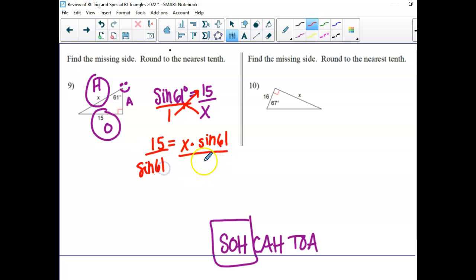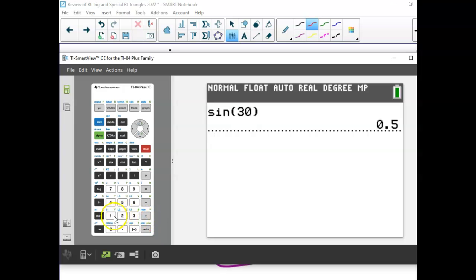Divide by the sine of 61 to get the x by itself. So I usually just write 15 times 1 divided by the sine of 61. So to get x, this is what we are typing in, and then we're going to round to the nearest tenth. So we're going to go 15 divided by the sine of 61, was it? Did I remember it right, guys?